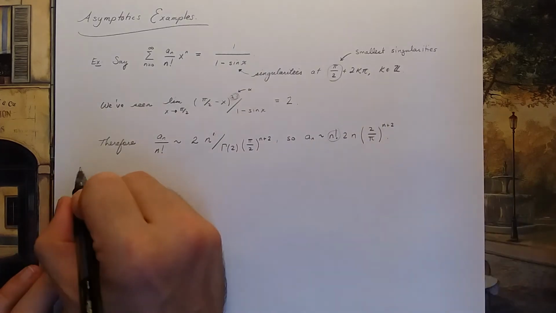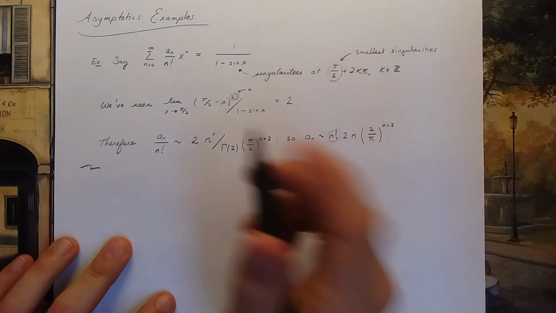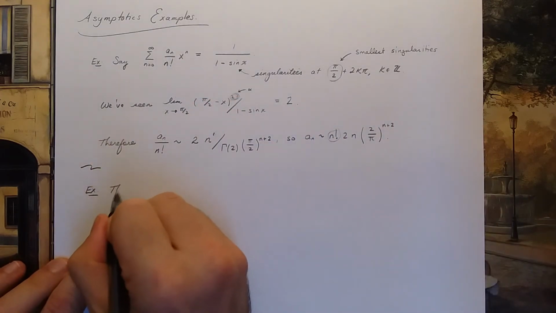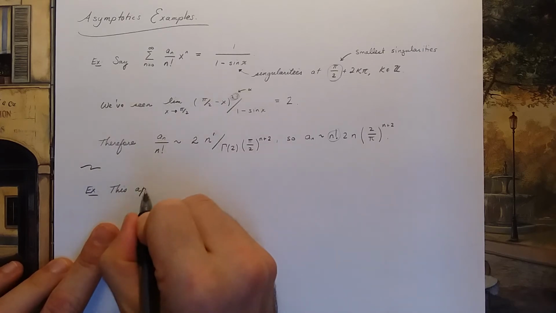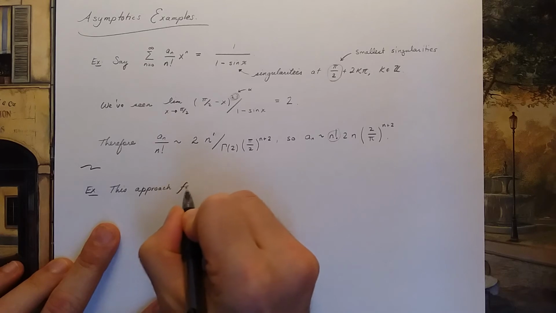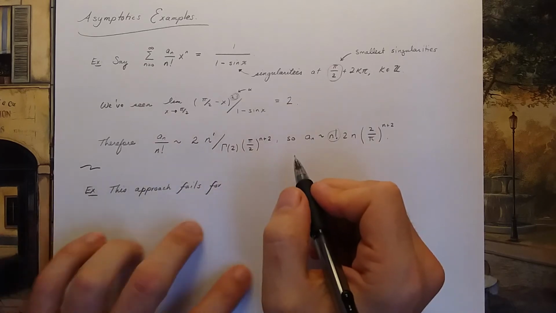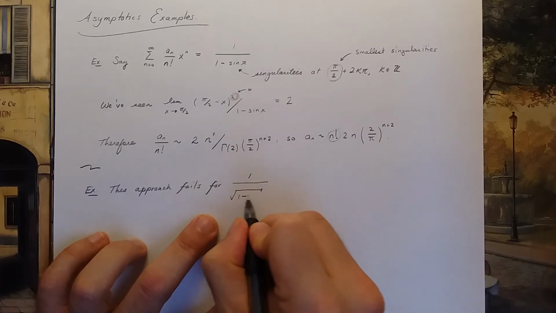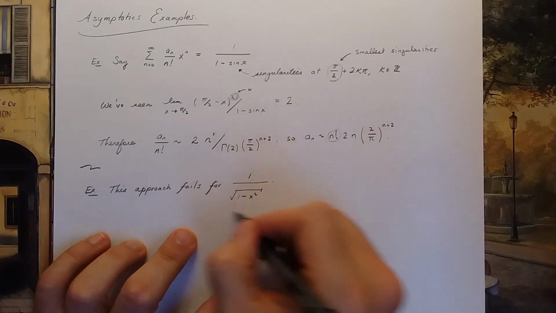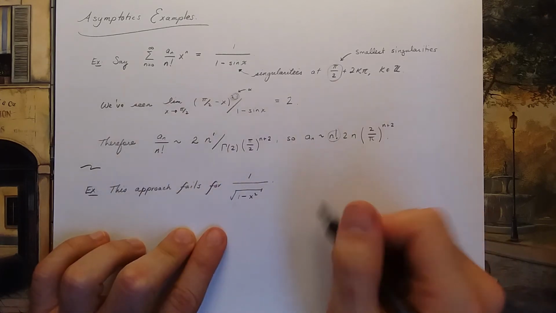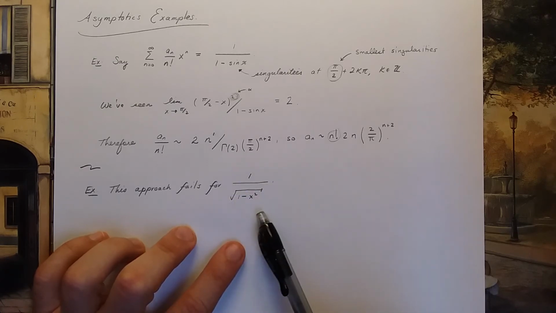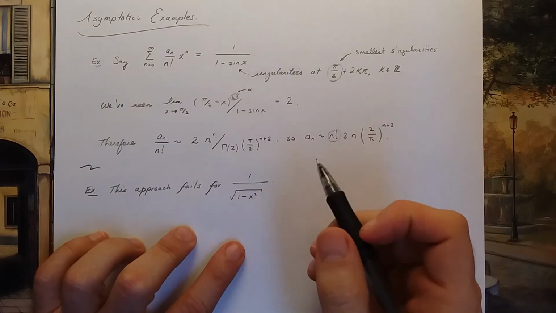So I'd like to end this sequence of examples with a non-example. So here's an example of when this approach will not work. So this approach that we've been introducing fails for a generating function like this one: 1 over the square root of 1 minus x squared. We've actually gotten this generating function from our work with the exponential formula. This, if you recall, was the generating function for the permutations of n that have only even-sized cycles. So we've seen this example before.